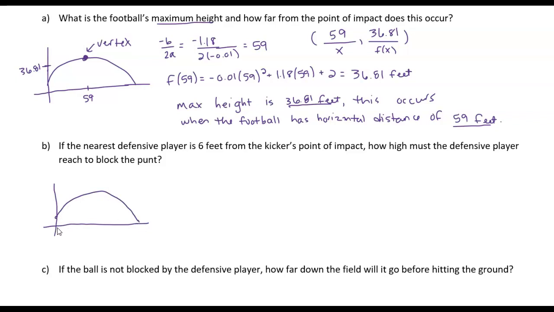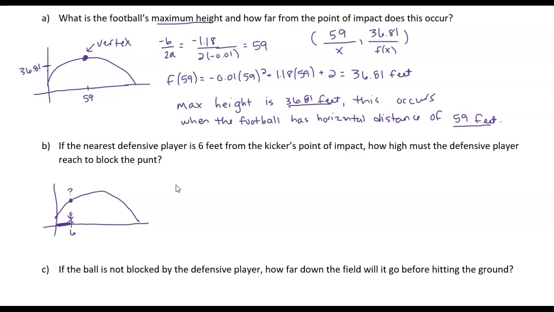So what they're saying now is if we go 6 feet this direction here, there's a defensive player right in here. There's my little stick figure there. And like I said, we're 6 feet away from where that ball was punted or kicked. So they're wanting to know, how high is this right here? If you're 6 feet away this way, what is the height at that point?